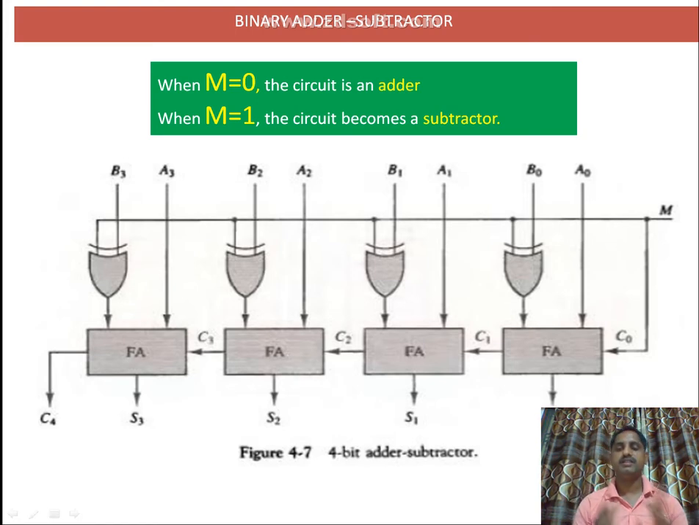Okay, in each full adder we add one exclusive OR, then the control inputs are M equal to 0 and M equal to 1. When we take M equal to 1 the circuit becomes a subtractor.